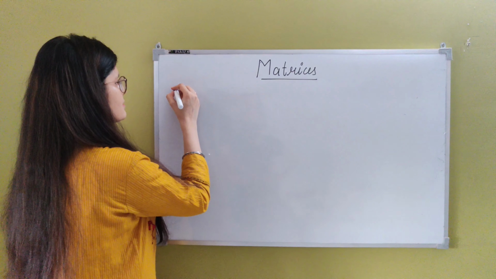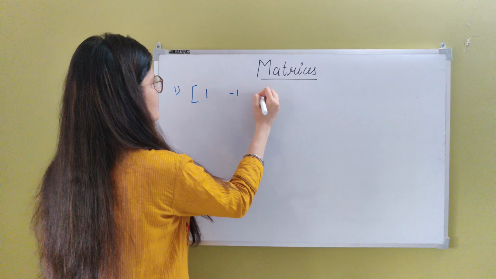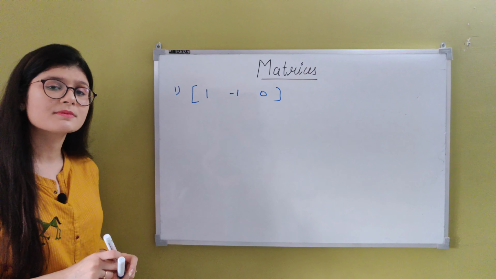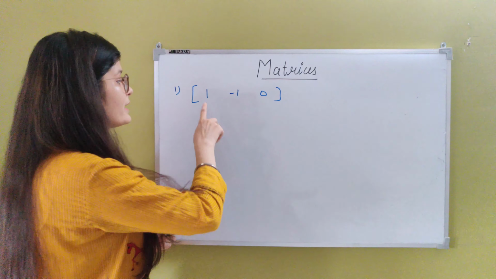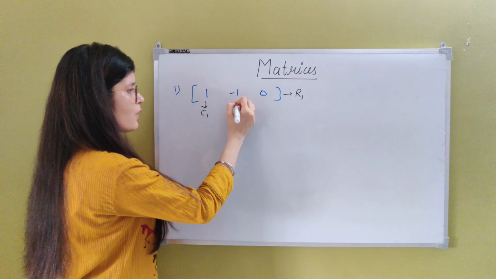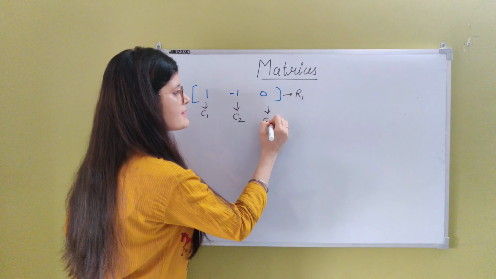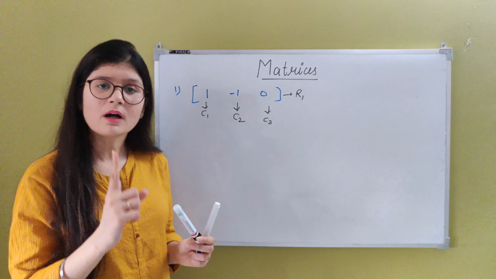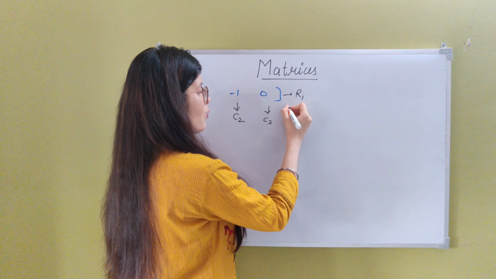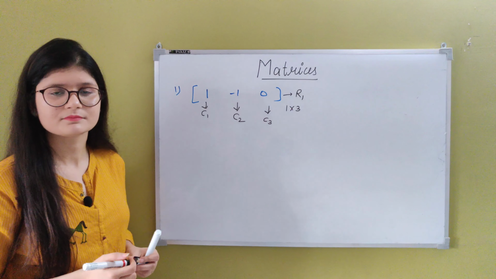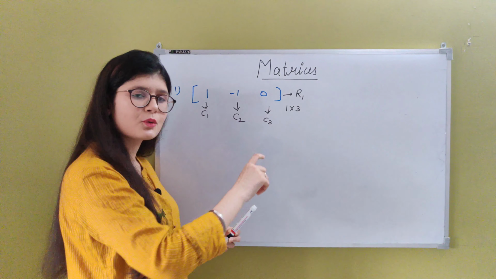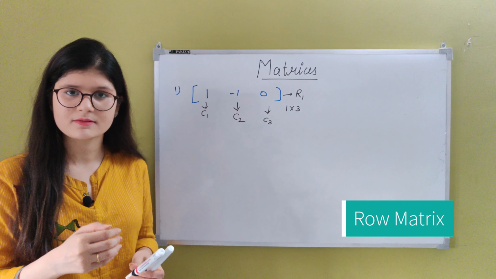The first is 1, -1, 0. So how many rows and how many columns are there? There is only 1 row, that is R1, and there are 3 columns, C1, C2 and C3. So there is 1 row and 3 columns. That's why the order of the matrix will be 1 by 3. And when the matrix has only 1 row, then the matrix is also known as a row matrix.